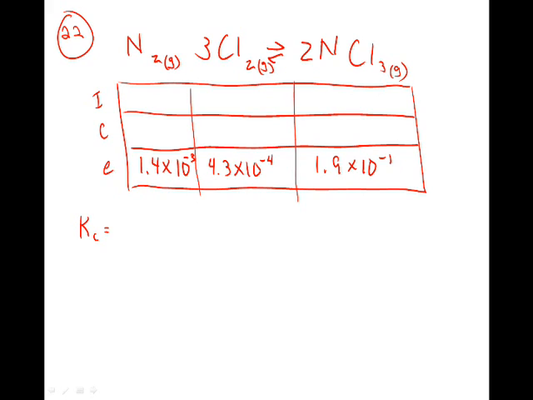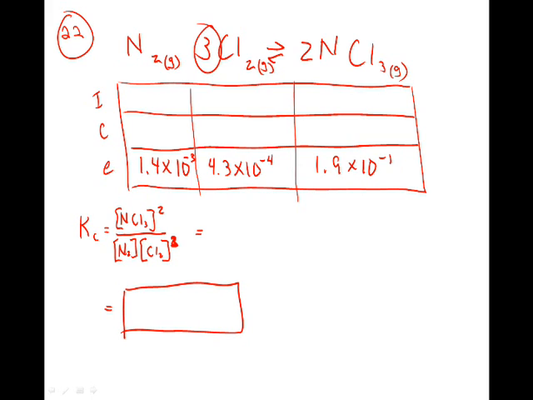So write down the equilibrium expression, NCl3 squared divided by the concentration of nitrogen gas, and divided by the concentration of chlorine gas cubed, because the coefficient up here is 3. So the chlorine gas is cubed. So just substitute those values in, and you calculate the equilibrium constant.